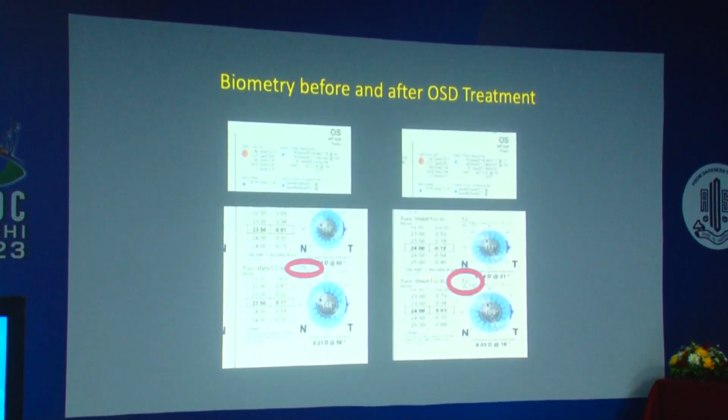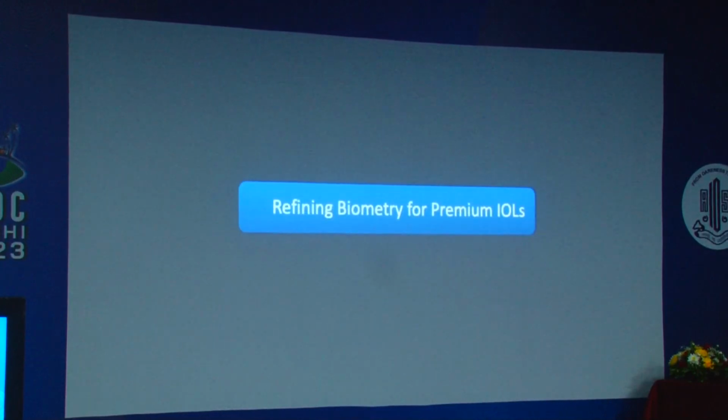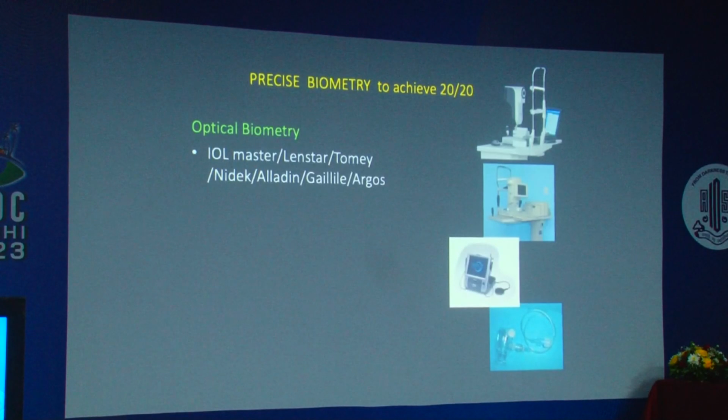Once you've treated him, the same person is accepting a T2 model. So this is just to emphasize that before doing your premium IOLs, even the biometry and deciding the power, treat their dry eye, treat their OSD. Now, how do you refine your current biometries?